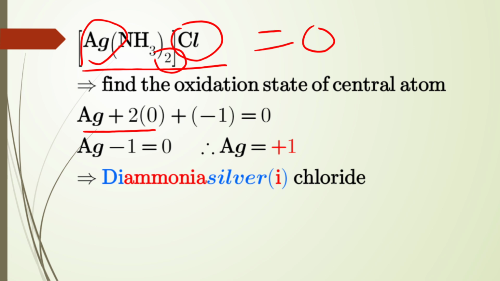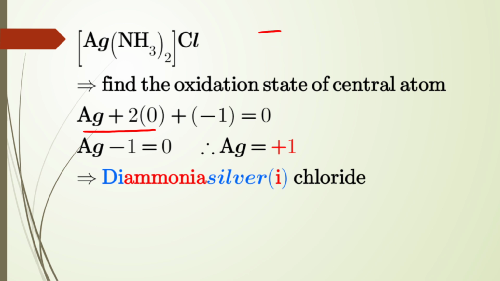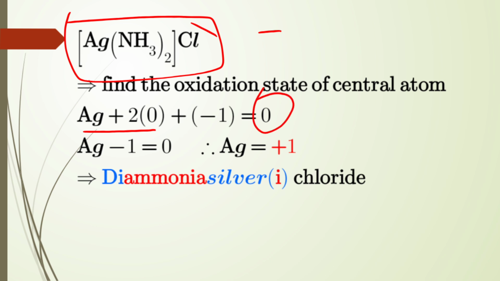Then equals 0, because if you can see, this coordination compound is neutral. All of it is neutral. It has no charge, neither negative nor positive. So therefore the oxidation number equals 0. So now plus 2 minus 1 will give us minus 1 equals 0. So crossing this minus 1 to this side, we are going to have Ag equals plus 1.